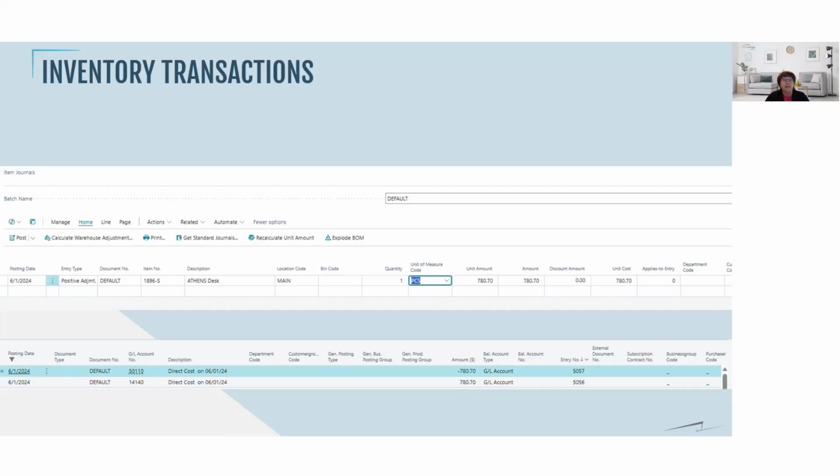And you can access this always, whether it's in a purchase transaction or sales transactions or an inventory transaction. If you click on the drop down for this post, it's going to give you the option to do a preview post or a test report, and you can see these transactions as you're working through them.